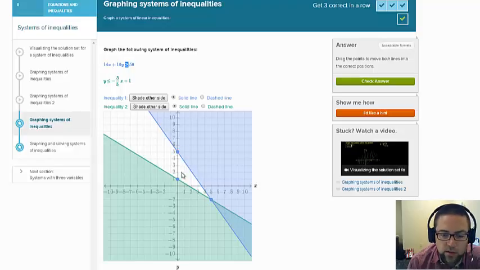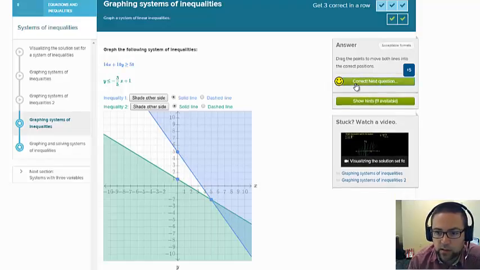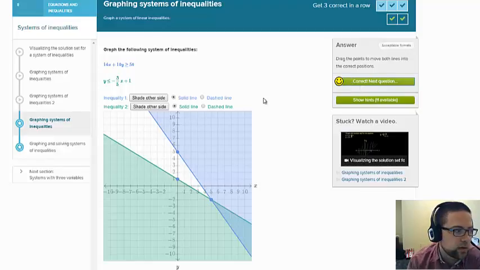Okay, so I think I have everything right. You just want to be sure you have everything right, because to get 3 in a row, it's easy to make mistakes. So my slope, I feel pretty confident about this one, -3/5, y-intercept of 1. Yeah, okay, I'm going to go ahead and check. Yeah, I got it right. Okay, that's how you do it.